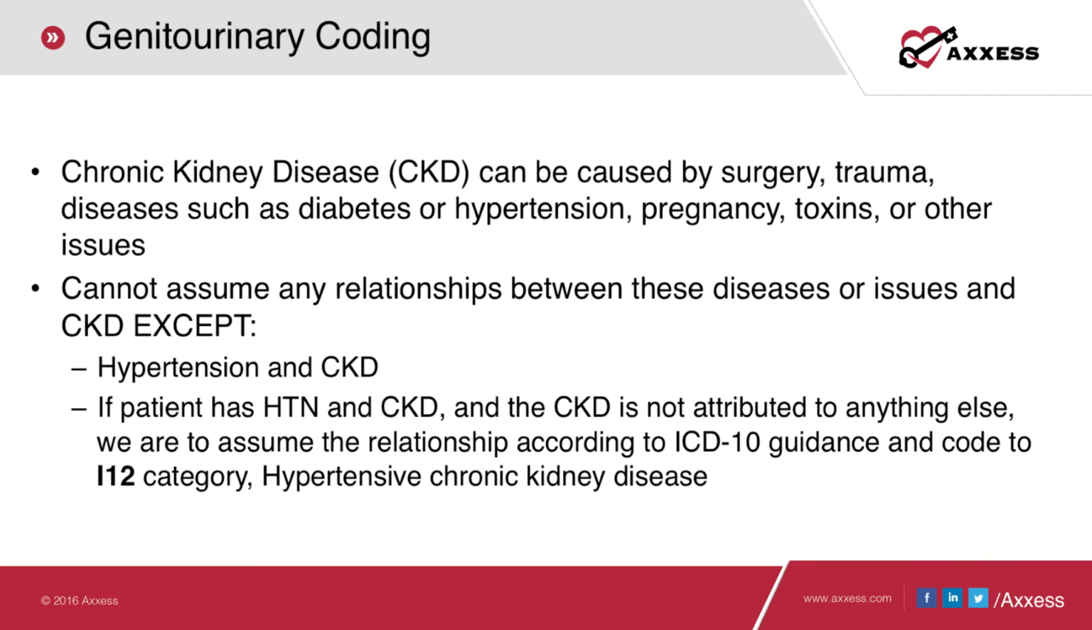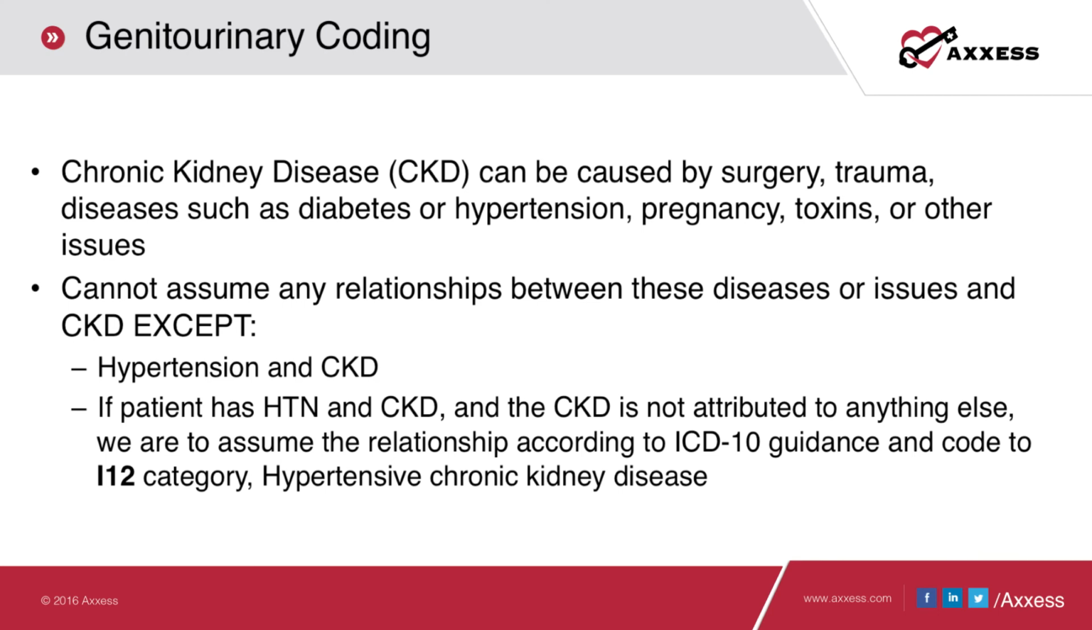Chronic kidney disease can be caused by surgery or trauma or diseases like diabetes or hypertension. It could be caused by pregnancy or toxins or even other issues. So the main thing to know is that you can't assume any relationships between these diseases or any other issues and chronic kidney disease, except for this.